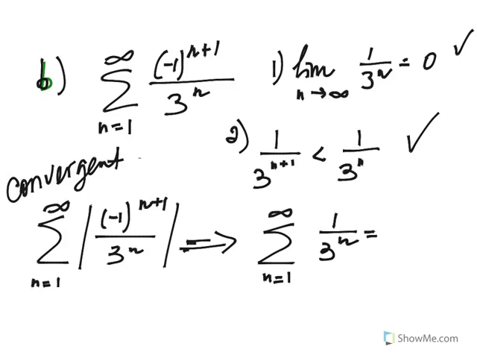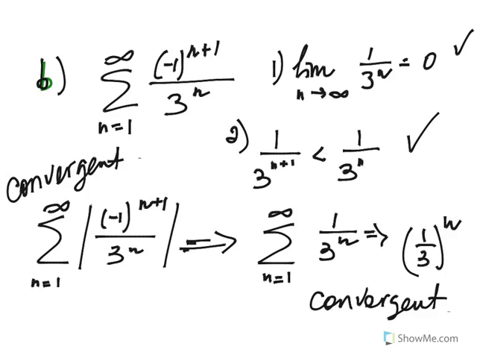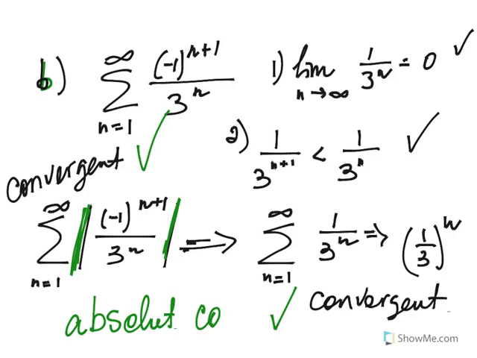Well, this is a geometric series, and since your ratio is 1/3, less than 1, this series is also convergent. We used the alternating series test, and it's still convergent after we inserted the absolute value sign. So you say that this series is absolutely convergent.